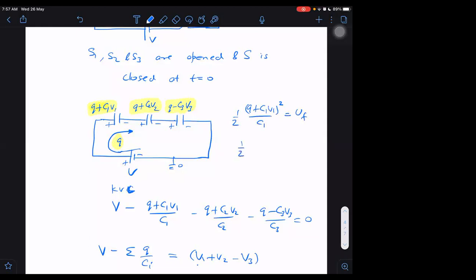What is it? It is just half of Q square by C1 plus half of C1 V1 square plus half of. Sir, half will not be there last time because. Okay, I think that half was necessary. Last time it will be Q into V1, V1, right?